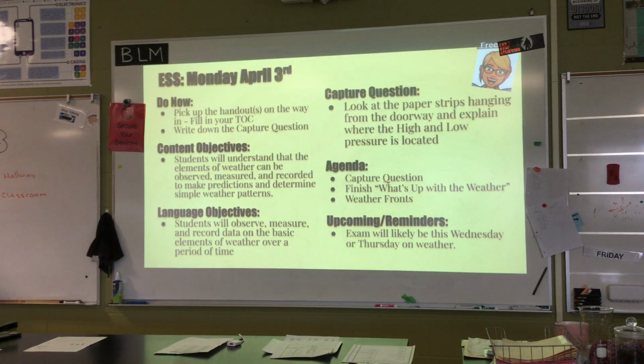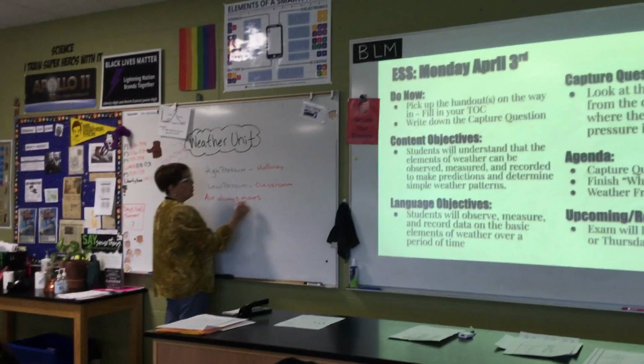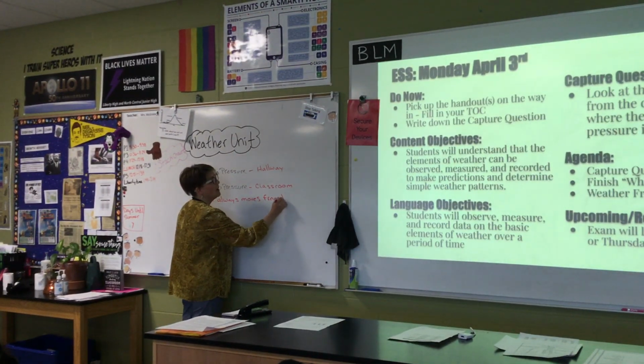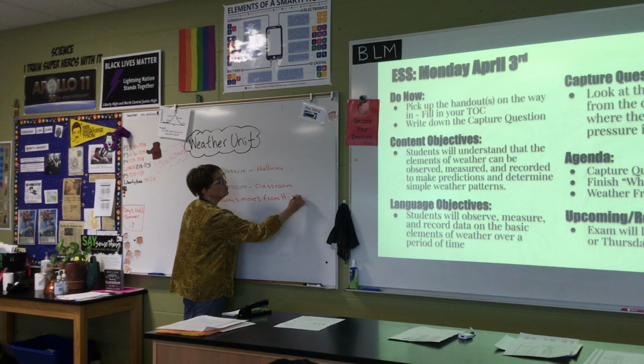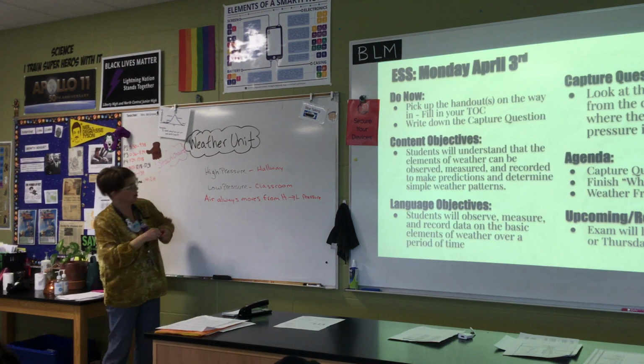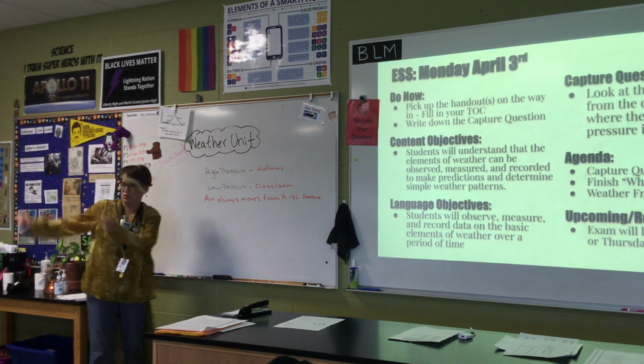What was the indicator? Yeah. The paper strips are blowing into the classroom. And paper strips are blowing in, and? Always goes from high to low pressure. Yeah, air moves from high to low pressure. Air always moves from high to low pressure. So just think about the Snow White and the Seven Dwarfs. High, low, high, low, it's off the pressure we go.